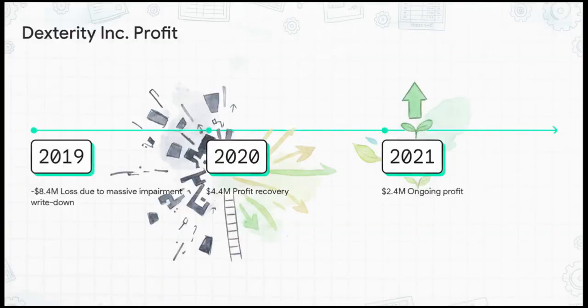To see how regulatory rules shape the narrative, look at the timeline for Dexterity Inc., a company operating under US GAAP. Their reported profits swung violently. In 2019, they posted a massive $8.4 million loss, but the very next year, suddenly they're showing a $4.4 million profit. How? Because back in 2019, they were forced to take a nearly $18 million impairment write-down.